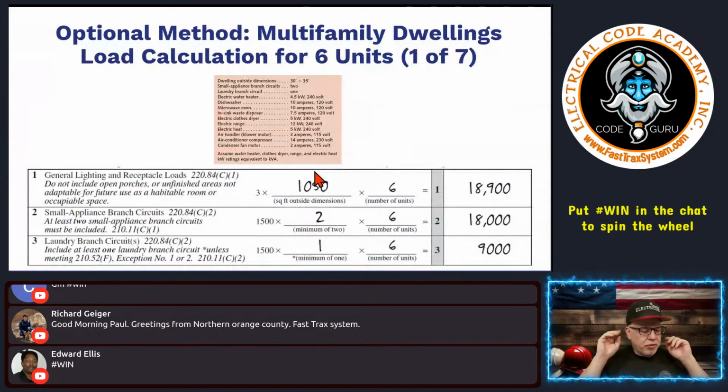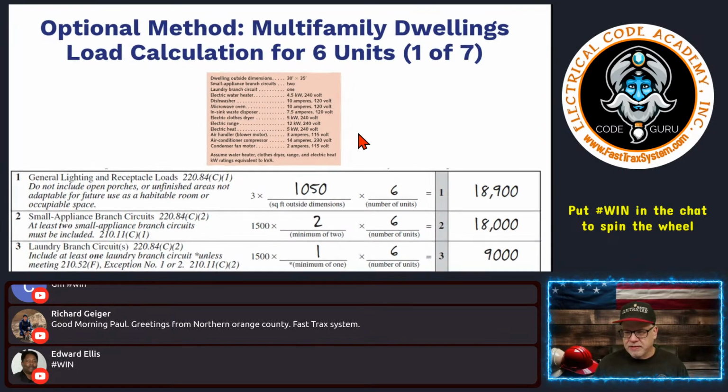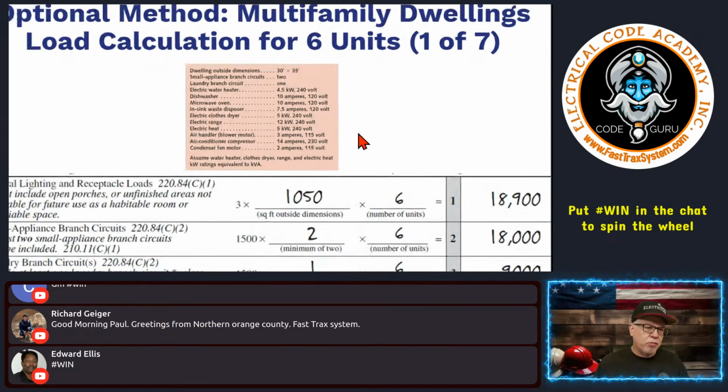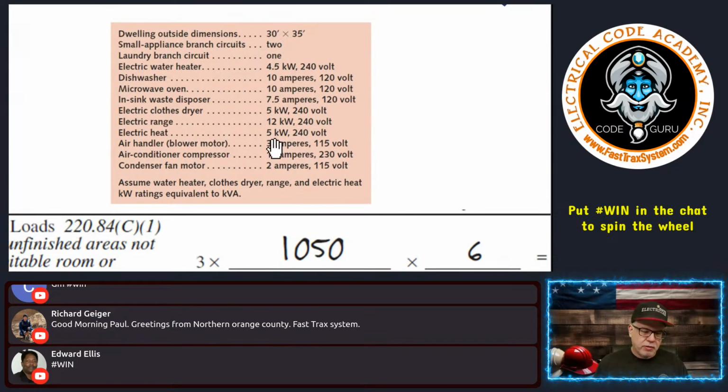Okay, so if you remember the numbers, and we've got old trusty Casio, if you remember the numbers that we gave out yesterday, and again, this would be hard to see, I zoomed in on it yesterday, so we'll zoom in on it a little bit today. This is what we're dealing with. This did not change. It's still a 30 by 35 outside dimension of the building. It still has 2 laundry circuits, 2 small appliances, 1 laundry. The appliances did not change. Nothing changed here. The water heater is still 4.5 kW.